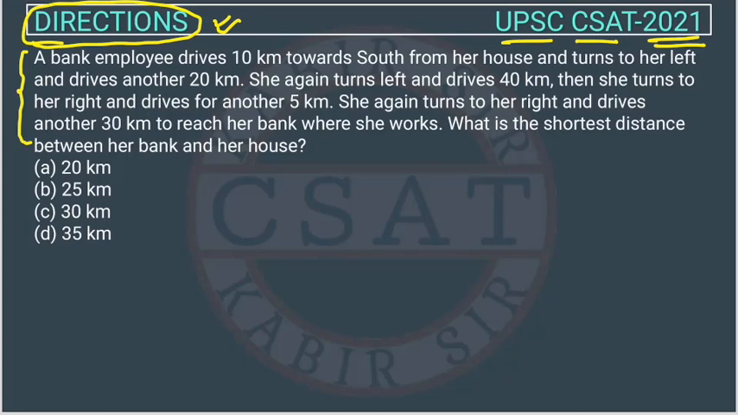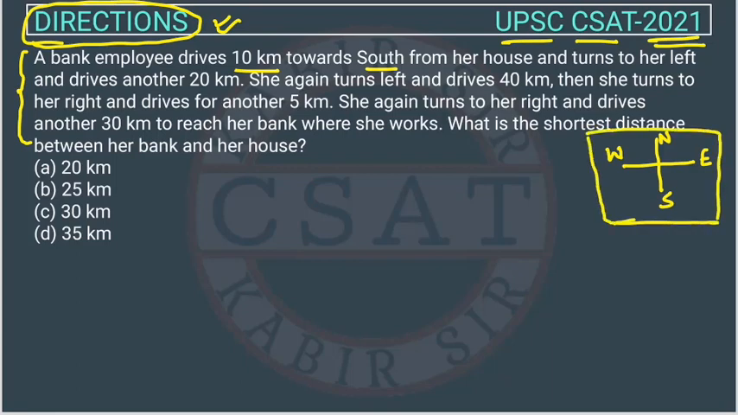A bank employee drives 10 km towards south. Whenever you see direction questions, always draw this: north, south, east and west. In the exam, draw this on the exam paper. After drawing this, it becomes very easy to solve the questions. Suppose this is the starting point, so going south, south is downward, 10 km towards south from her house.